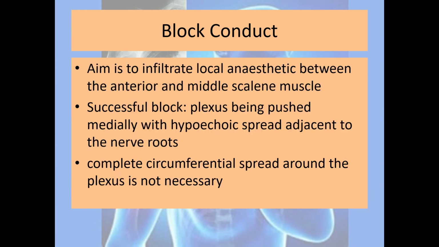The objective of the block is to infiltrate local anesthetic between the anterior and middle scalene muscles. A successful block is determined by the plexus being pushed medially with hypoechoic spread adjacent to the nerve root. For your information, complete circumferential spread around the plexus is not necessary for a block to be successful.